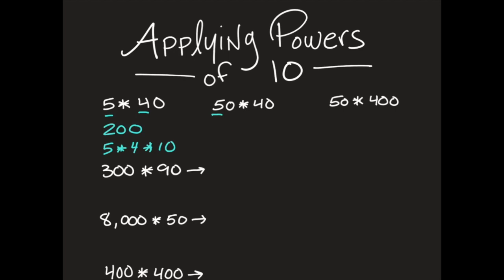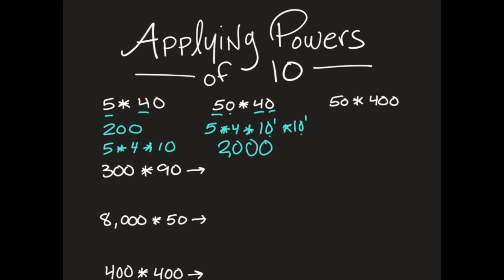So I have 5 times 4, if I want to write it this way, times 4. And then I also have it multiplied by this 0, which is 10 to the first power, and this 0, which is 10 to the first power. And when I multiply, remember, your numbers can be in any order, and it does not change your answer. 5 times 4 is going to give you 20, and then I have 1 0 and 2 0. So my answer is 2,000.